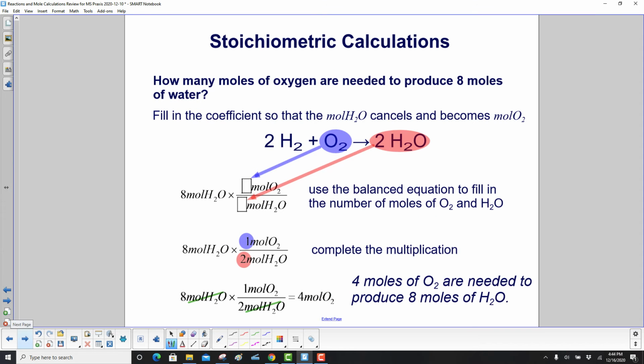So here we go. Fill in the coefficients so that the moles of water cancels and becomes moles of oxygen. So here's our moles of oxygen from the balanced equation. Here's our moles of water. So we get 1 on top, 2 on the bottom. Then we do the simple math. We have 8 moles of water divided by 2 moles of water gives you 4. 4 times moles of oxygen is 4 moles of oxygen.